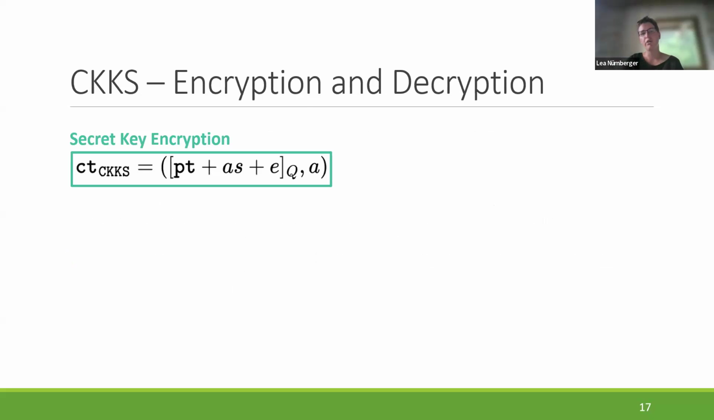So to show it in formulas, to make it a little bit more clear. This is what a secret key CKKS ciphertext looks like. So again, we observe the same structure that we already had in the animation before with the general noise and lattices. So we have some plaintext, we have a public element A, we have a secret element S, and we have some noise.